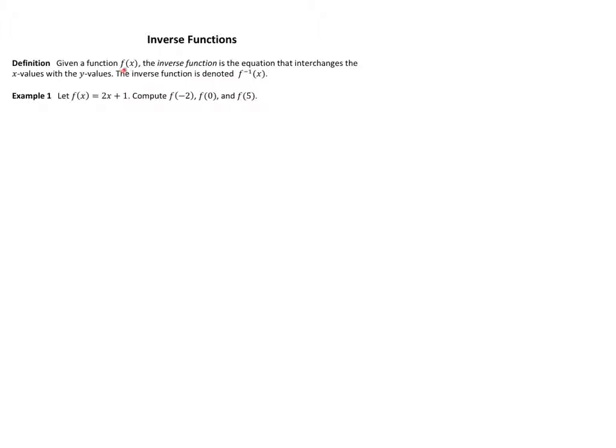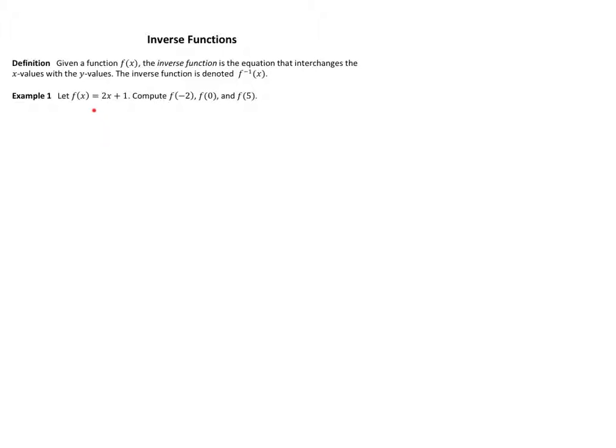Given a function f of x, we define the inverse function to be the equation that interchanges the x and the y values. So given some x, it'll switch it with its corresponding y value. We use this notation f to the negative 1 power to represent the inverse of the function that we started with. So if we have a function and you put this negative 1 in the exponent, that means it's the inverse of the equation that you start with.